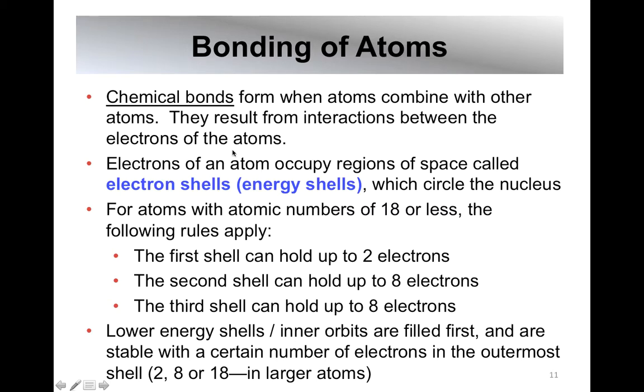All right, chemical bonding. Atoms bond because they want to be more stable. And atoms are stable when they have full outer electron shells. So we talked earlier about the fact that the electrons are found outside the nucleus in these energy levels, these shells.